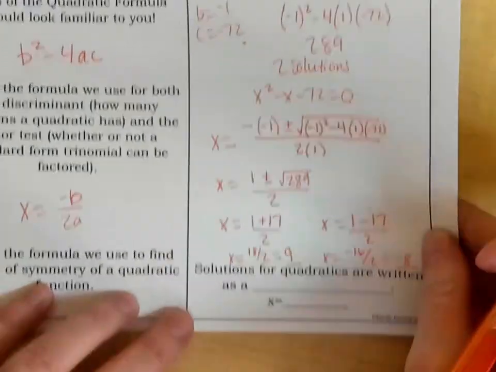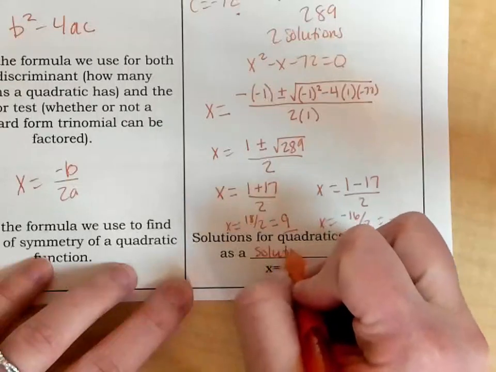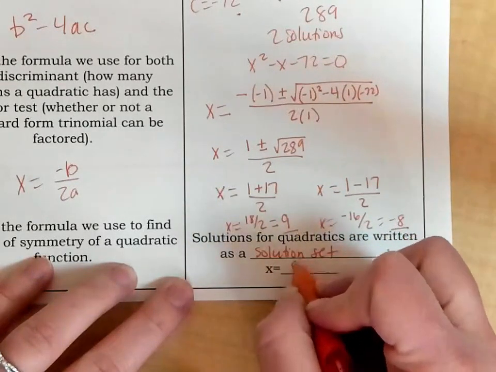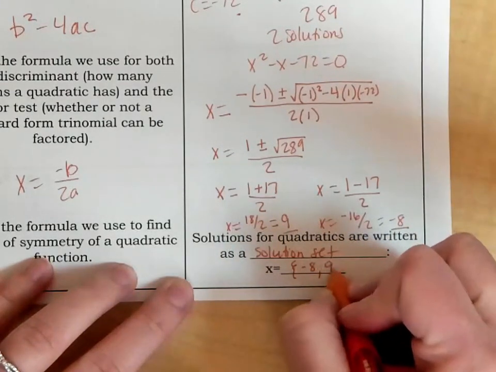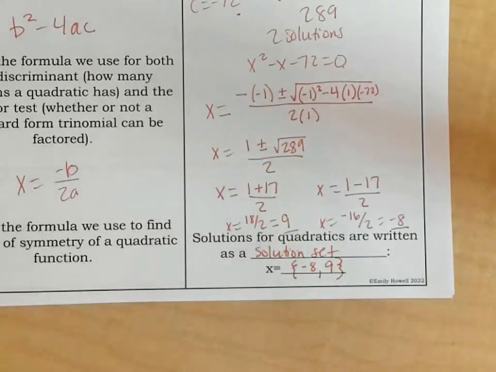And so our solutions, just like every other time, are written as a solution set. So we're going to write it least to greatest order in curly braces or the set notation. We get negative 8, comma, 9. And that's going to be the quadratic formula method for solving quadratics.